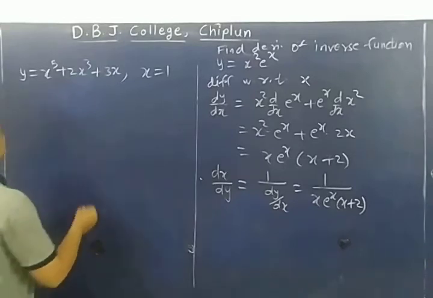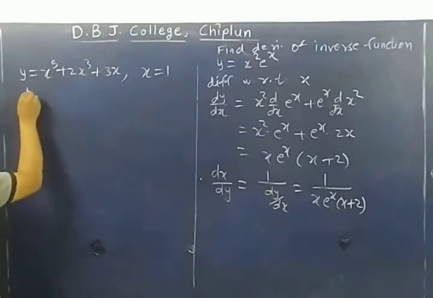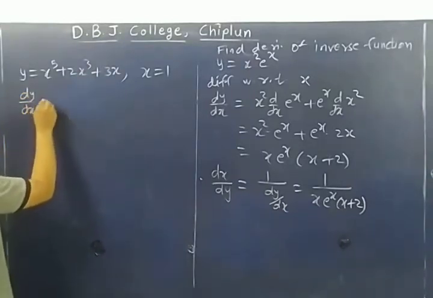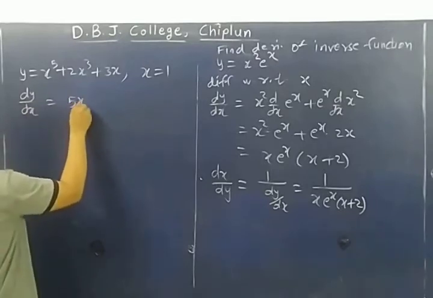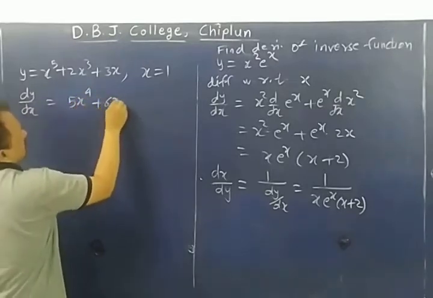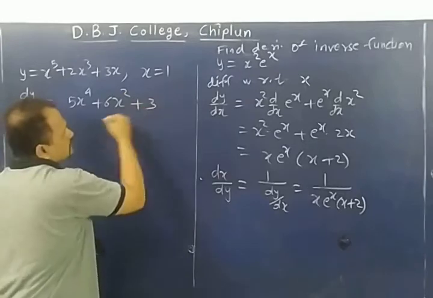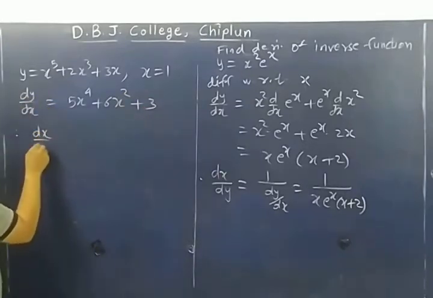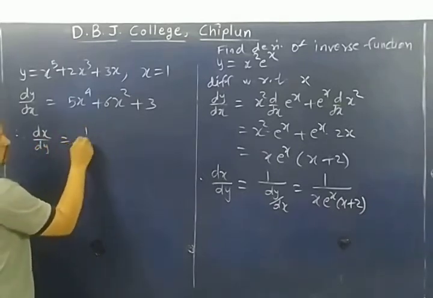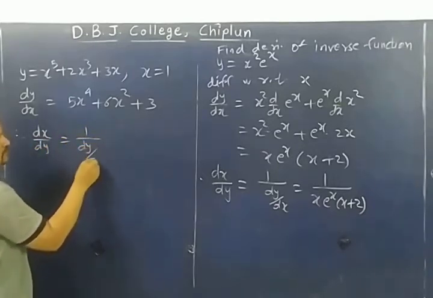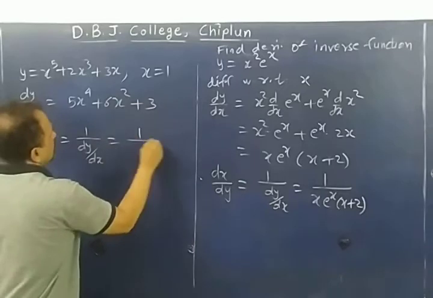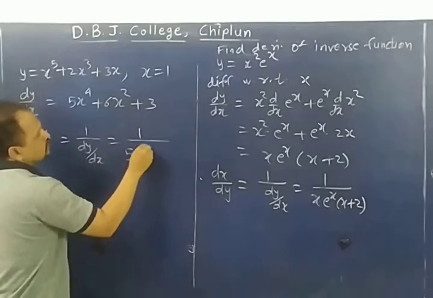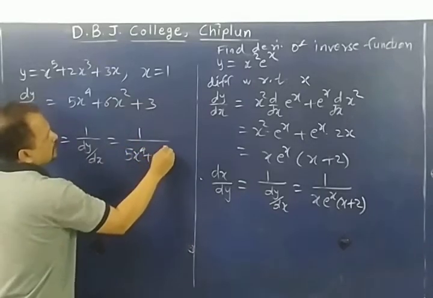The answer is very simple. Y is given, so dy by dx is 5x raised to 4 plus 6x square plus 3. Therefore derivative of inverse function dx by dy is 1 upon dy by dx, equal to 1 upon 5x raised to 4 plus 6x square plus 3.